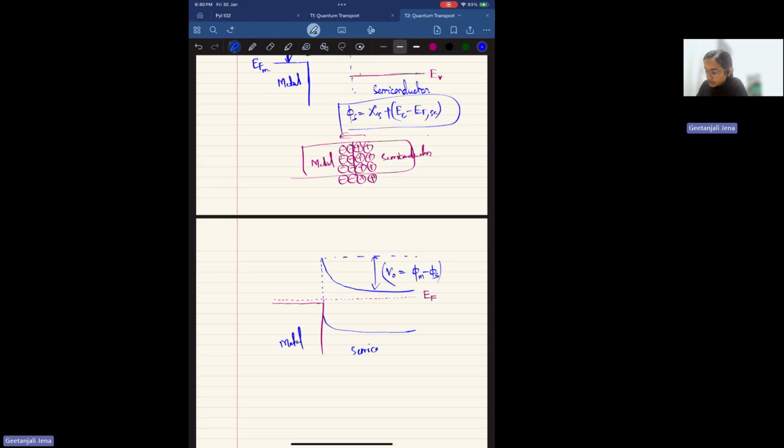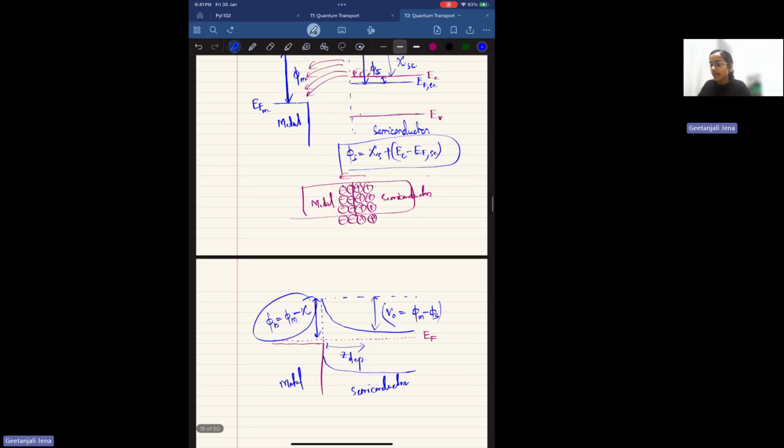Similarly, in the semiconductor side, we'll see a Schottky barrier potential, which will prevent the movement of electron from the metal side to the semiconductor side. This is phi b, Schottky potential. So this will be phi m minus chi m. And there will be a depletion region. This is the depletion depth. Okay. So this is how the band will bend when we combine metal with a semiconductor.